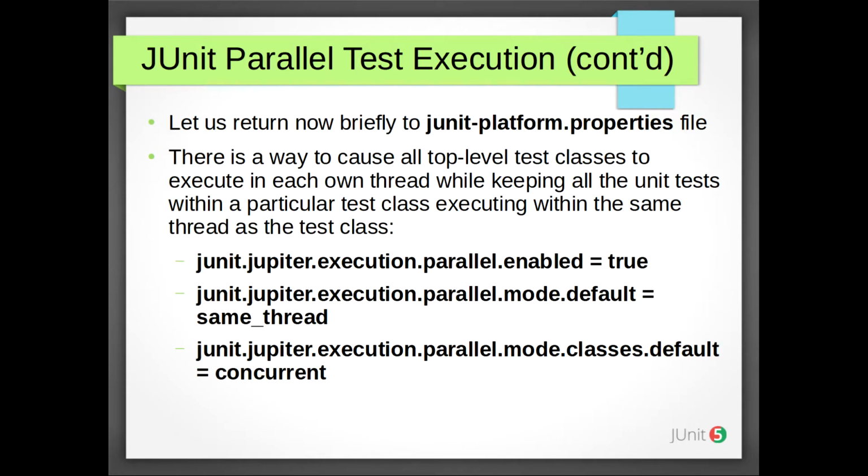Let us return now briefly to the junit-platform.properties file. There is a way to cause all top-level test classes to execute in their own thread, while keeping all the unit tests within a particular test class executing within the same thread as the test class. And I'm going to give you 15 seconds for each line for a total of 45 seconds. So this is how you would configure it in the properties file.